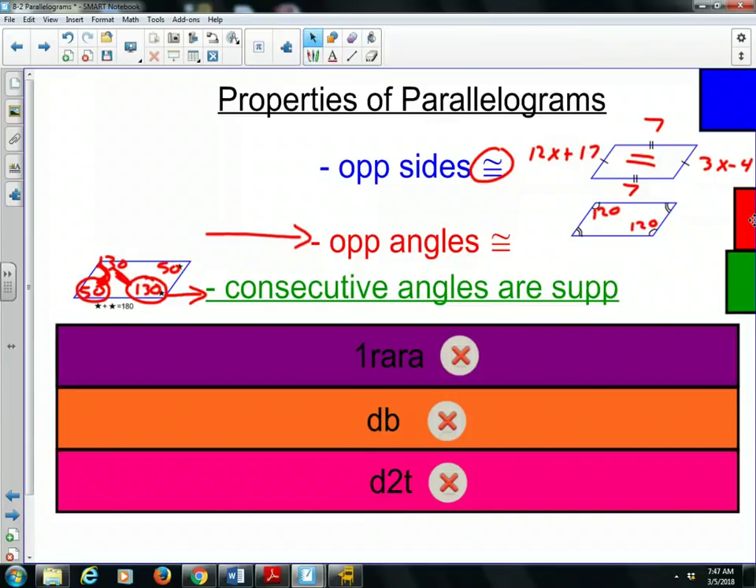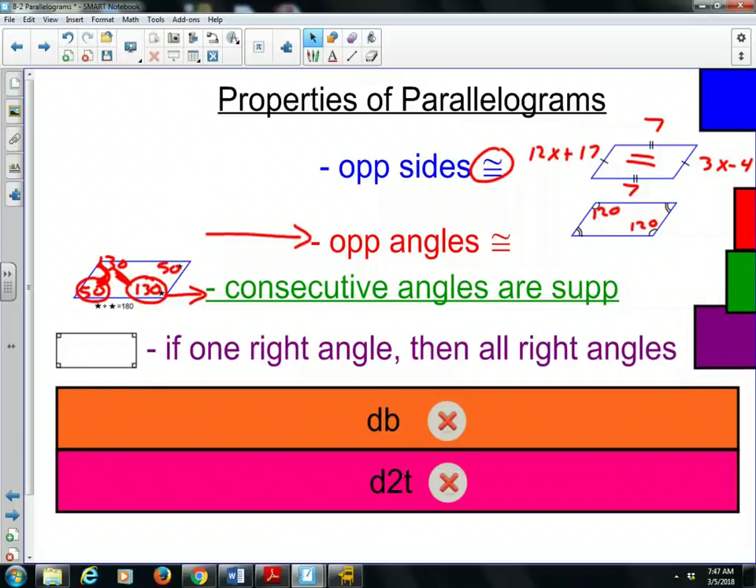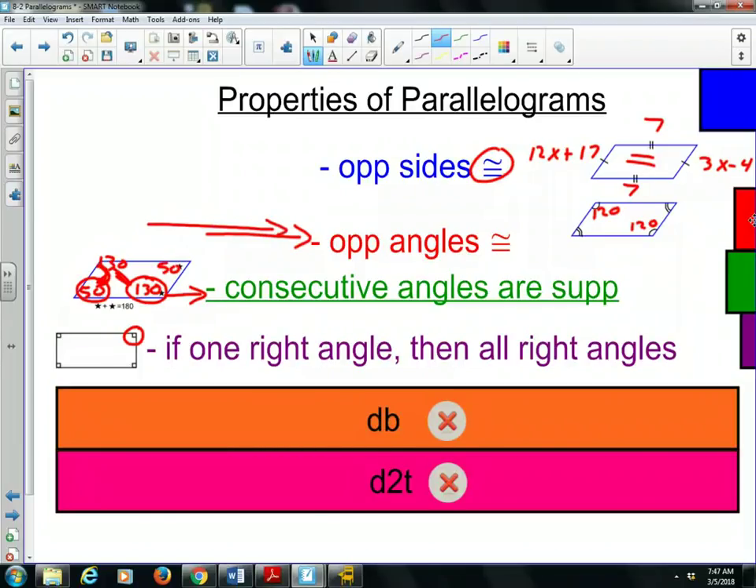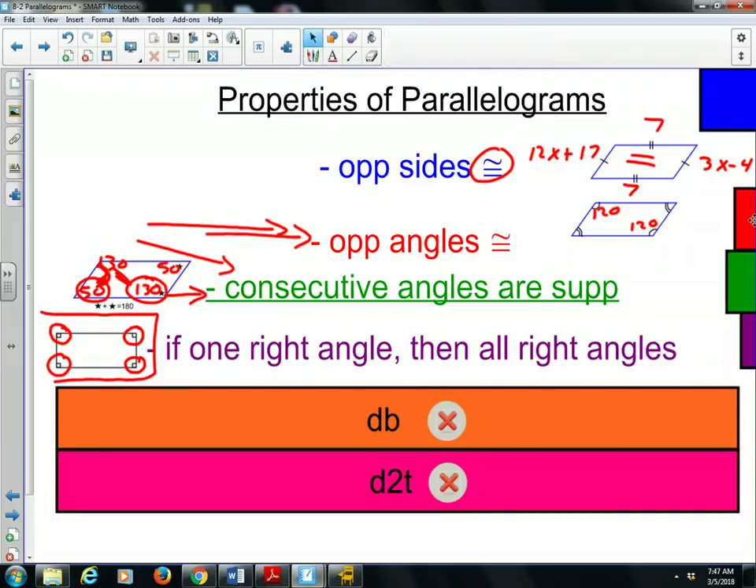Another property, if one angle is a right angle, then all the angles are right angles. So if this angle is 90, well, opposite angles are congruent, so then this angle has to be 90. And if consecutive angles are supplementary, 90 plus what equals 180? Well, 90 plus 90 is 180, so that means this one has to be 90. And then opposite angles are congruent, so this one has to be 90. So bottom line, in a parallelogram, if one angle is 90 degrees, then they're all 90 degrees. And then this is an even more specific type of parallelogram. It's called a rectangle. We'll get to that in a few days.